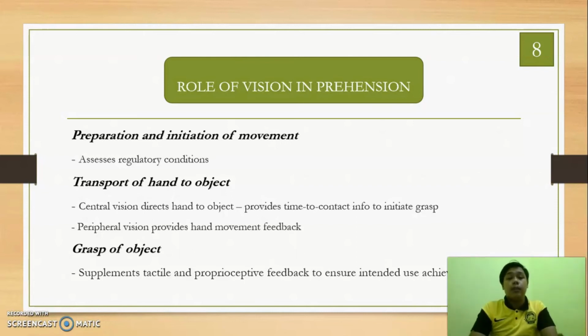The next slide, I want to present about the role of vision in prehension. The first role is the preparation and initiation of movement. It's about assessing regulatory conditions. The second point is the transport of the hand to the object. Central vision directs the hand to the object and provides time to contact for the initial grasp, and peripheral vision provides hand movement feedback. The last role is grasp of the object. It's about supplementing tactile and proprioceptive feedback to ensure the intended use is achieved.